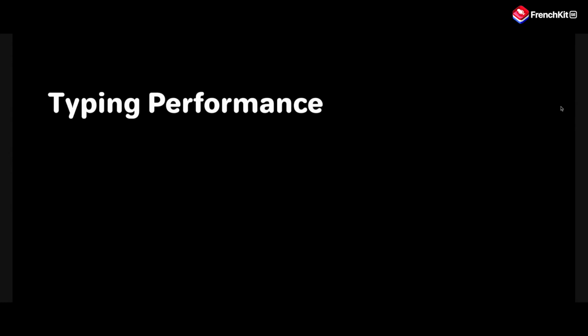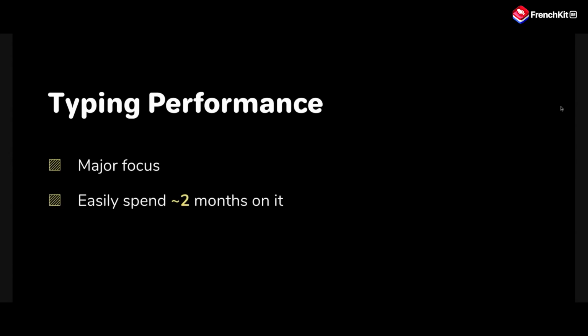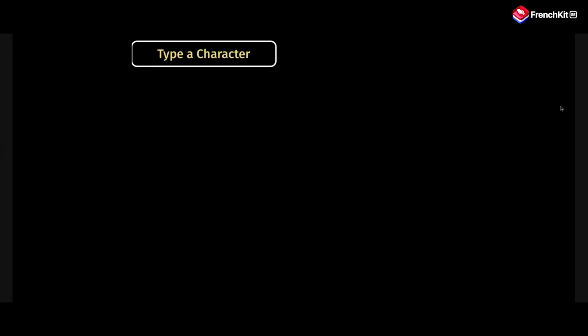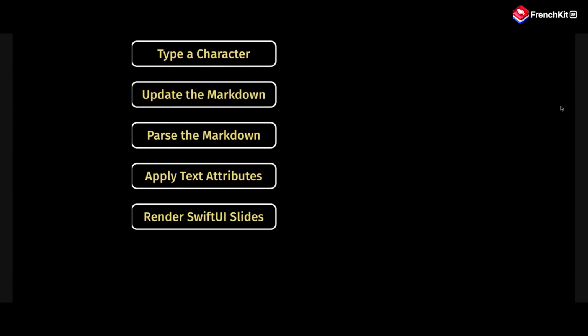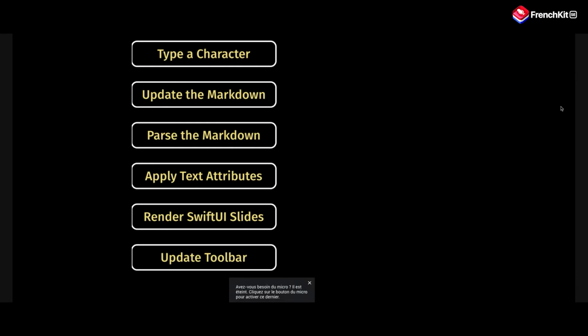Going beyond Rust, something that was really important to me in this app is the typing performance. That was a major focus, and that alone cost at least 2 months. Because what I want is you type a character, that updates the Markdown, then the Markdown has to be parsed, then the text attributes have to be applied to the UI text view. Then the SwiftUI slides have to be re-rendered, and then I have to update the UI because it might be that you entered a backtick, and now you're in source code in the Markdown, and that requires a change in the UI. And all this has to be very fast.